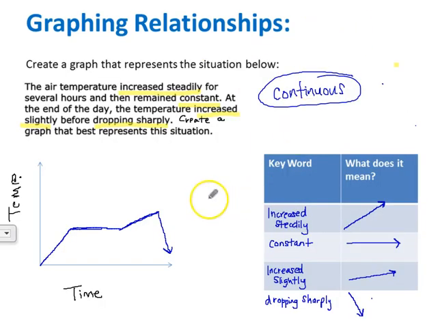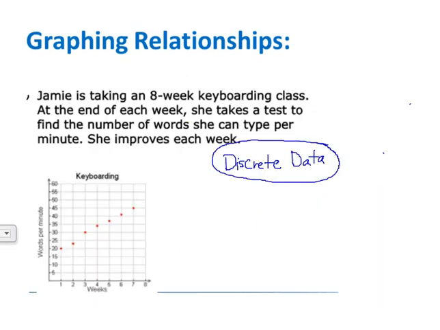So again, continuous data is continuous over time. There are no gaps in our data, versus discrete data where there are gaps. The data is presented as points. So I'm going to go on to the next slide, so if you need more time, go ahead and click pause.